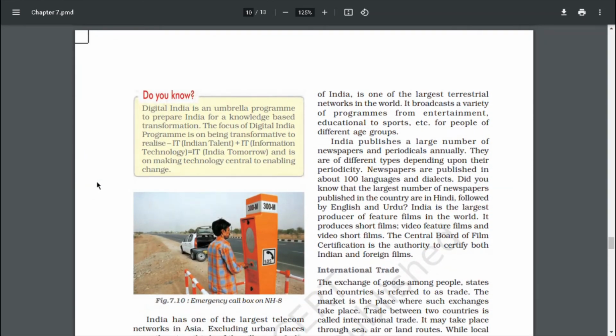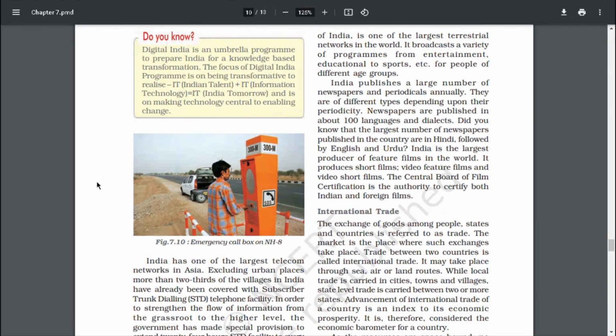Do you know, Digital India is an umbrella program to prepare India for a knowledge-based transformation. The focus of Digital India program is on being transformative to realize IT, Indian Talent plus IT, Information Technology, is equal to IT, India Tomorrow, and is on making technology central to enabling change.